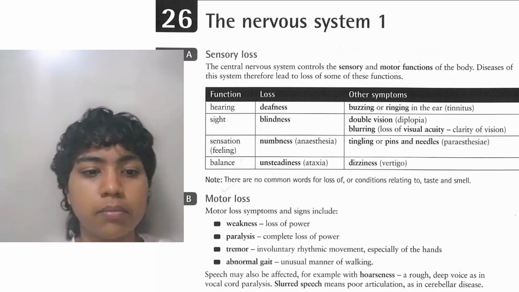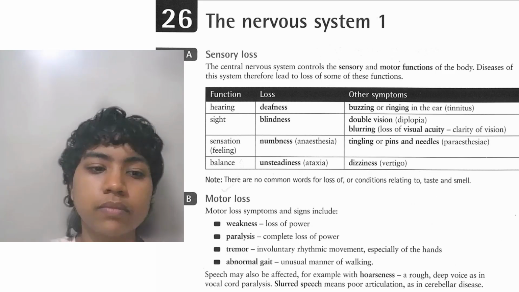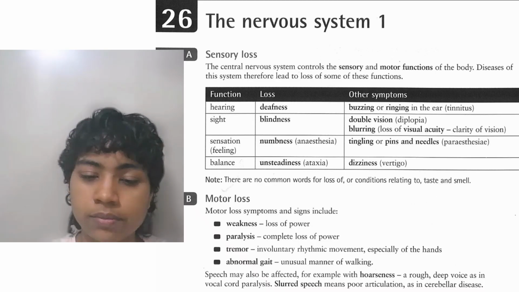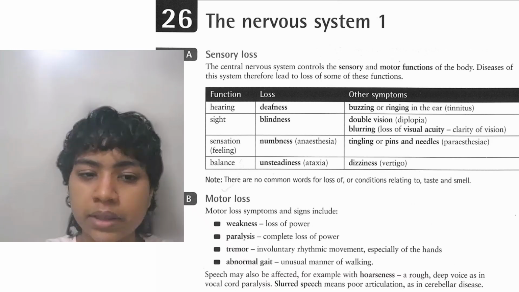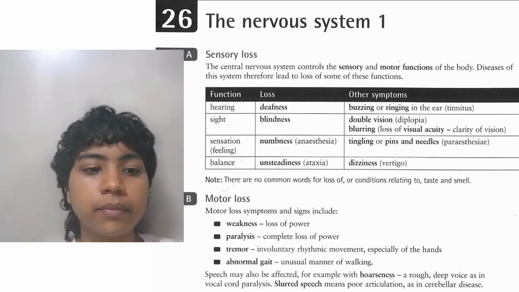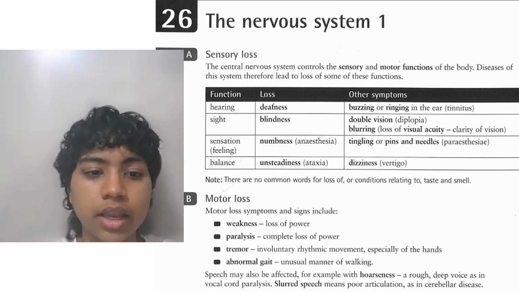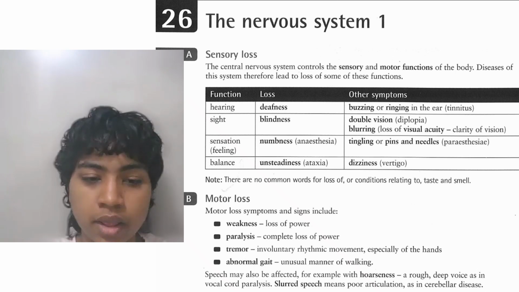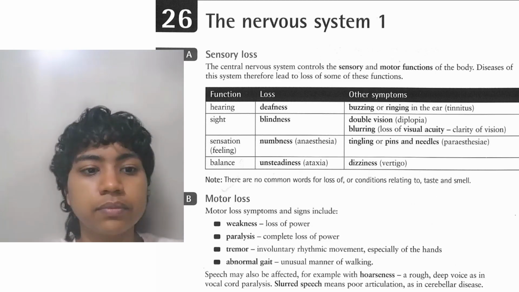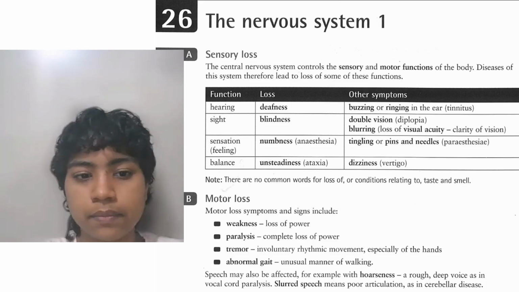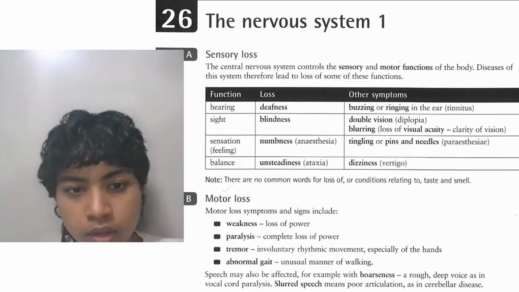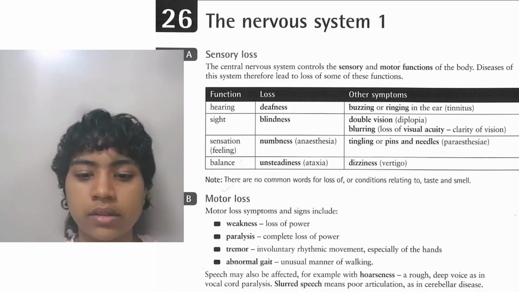Motor loss. Motor loss symptoms and signs include weakness, loss of power, paralysis, complete loss of power, tremor, involuntary rhythmic movement, especially of the hands, abnormal gait, unusual manner of walking.